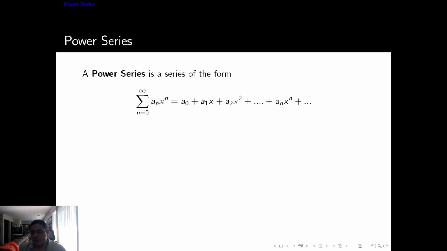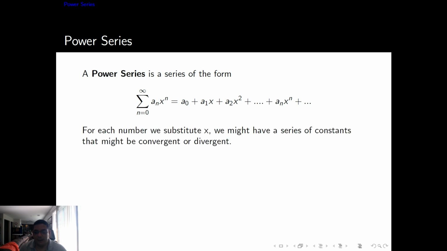This is going to be like a polynomial arrangement where we have a sum of the form a_0 plus a_1 x plus a_2 x squared plus, and we're going to get to x to the n, and we're going to continue adding terms. Now, for each number that we substitute for x, we might get a series of constants that might be convergent or divergent.